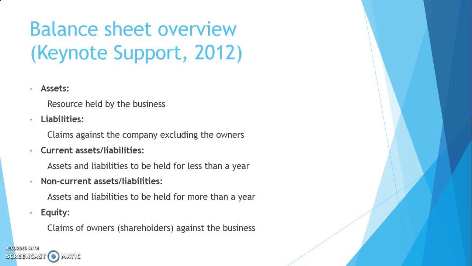Firstly, assets. These are resources held and owned by the business, such as equipment and cash. Liabilities are claims against the company, which exclude the owners. These include trade payables and overdrafts. Current assets and liabilities are those that are held for less than a year. An example of a current asset are debtors. Non-current assets and liabilities are held for more than a year. An example of a non-current liability is a bank loan. We also have equity. These are claims of the owners against the business, such as shareholders.